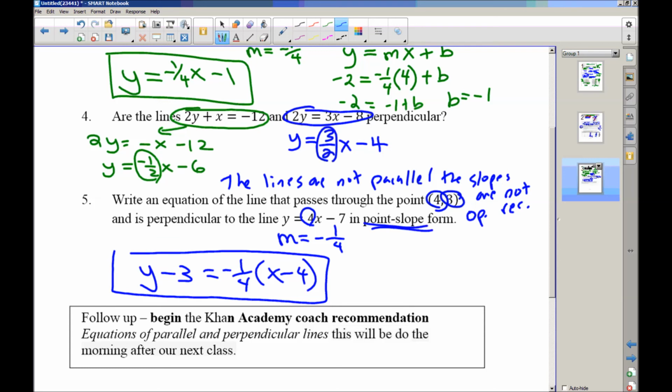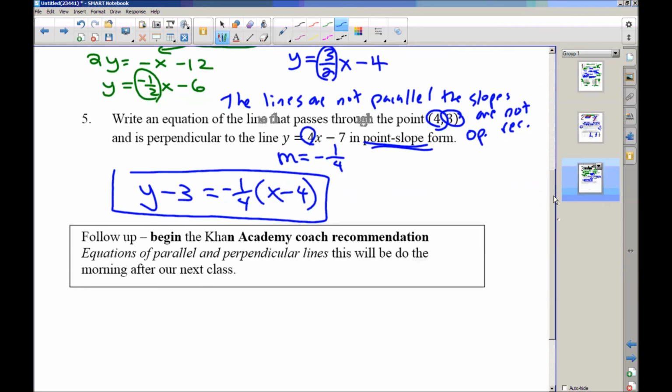Now you need to really know the names of the forms. So there's 3 of them. We have slope intercept, point slope, and standard. And you need to be able to change from one to the other and back again.